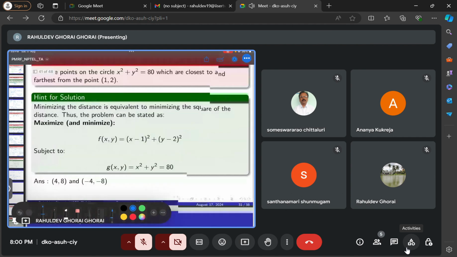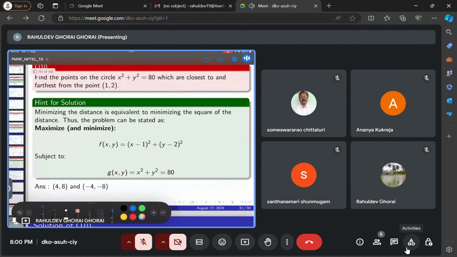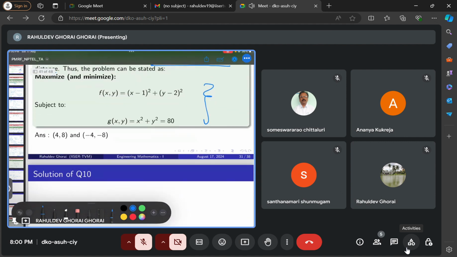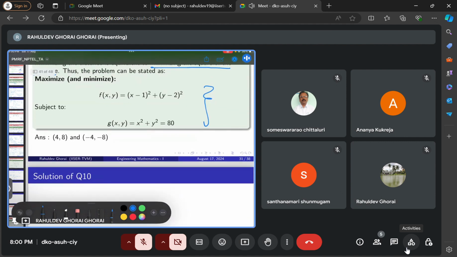Anyway, that's a hint for the solution. Maximizing or minimizing the distance is equivalent to maximizing or minimizing the square of the distance, and thus the problem can be set up like this, and then you get the answer. You will see the answer. Means we have seen how to proceed, right?